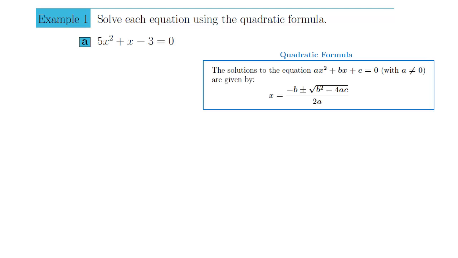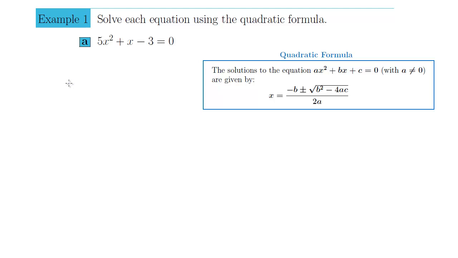Recall, our quadratic formula says that the solutions to the equation ax squared plus bx plus c equals 0 are given by the formula x equals negative b plus or minus the square root of b squared minus 4ac all over 2a. In order to use the quadratic formula, we first have to make sure that our equation is in the proper form. That is, we want to make sure that all of our terms are on the left side and 0 is on the right. Well, notice in our example, that's the case.